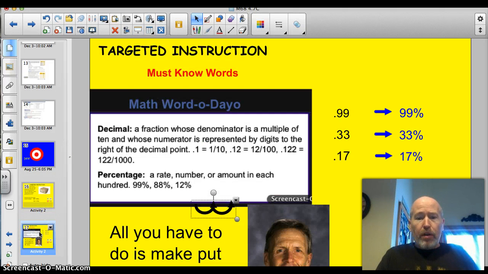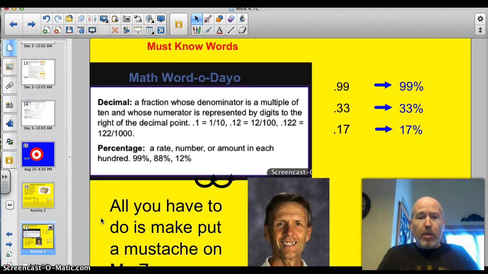Let's get to a couple of must-know vocabulary words for the day here. First of all, a decimal. A decimal is a fraction whose denominator is a multiple of 10, and whose numerator is represented by the digits to the right of the decimal point. That's complicated, but just remember, 0.12 equals 12 100ths. 0.122 equals 122 1,000ths. Remember how you put a 0 under each digit, throw a 1 in front of the whole mess? All right, take a look at these examples over here.